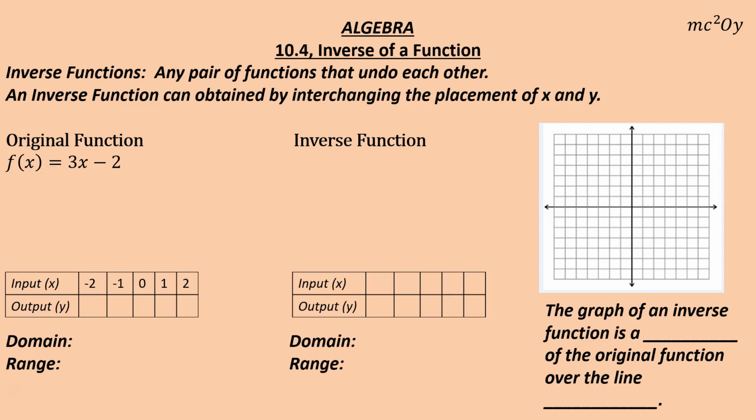To find the inverse function, the first thing we want to do is solve our original function for x. That's the first step. So I'm actually going to write this as y equals 3x minus 2. I want to solve that function for x. So I add 2 to both sides, that cancels, and I'm left with 3x equals y plus 2.